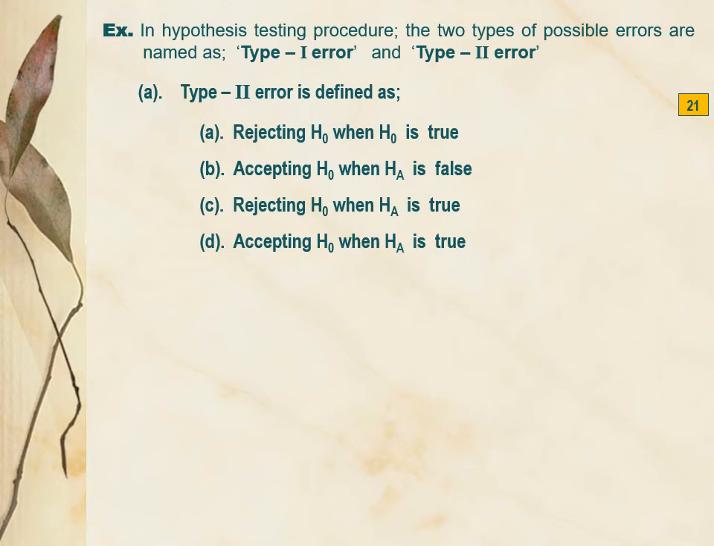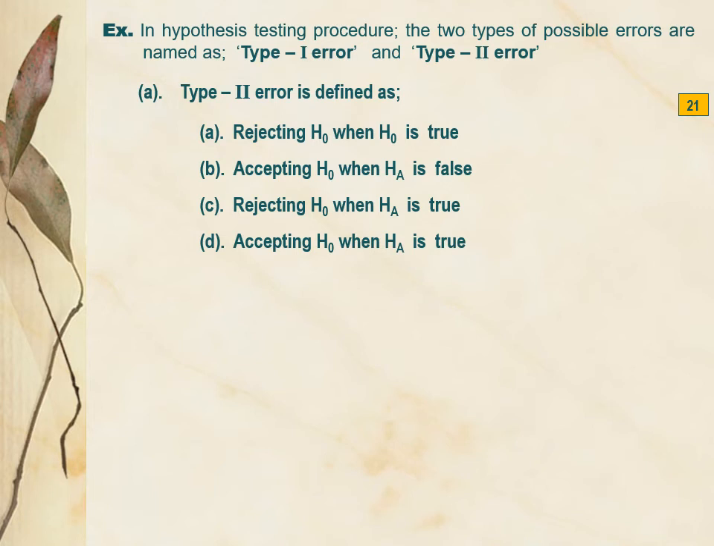If HA is false, it means H naught is true, because the two are complementary to each other. So this B is not an error. B is a correct statement. It is a correct decision. C, rejecting H naught when H naught is true. When H naught is true, HA is false. It is also a correct statement. It's not an error. And the fourth is accepting H naught when HA is true. That is, HA is true, but you are accepting H naught. So the first and last are the errors.